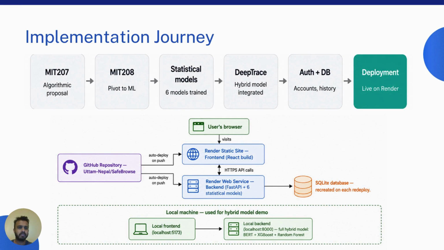Furthermore, for the implementation, we started with an algorithmic proposal in 207 and moved to a machine learning approach in 208. 6 statistical models were trained, the DeepTrace final hybrid model was trained, and to make the system whole, we used authentication and a database, of course, and finally deployed on Render.